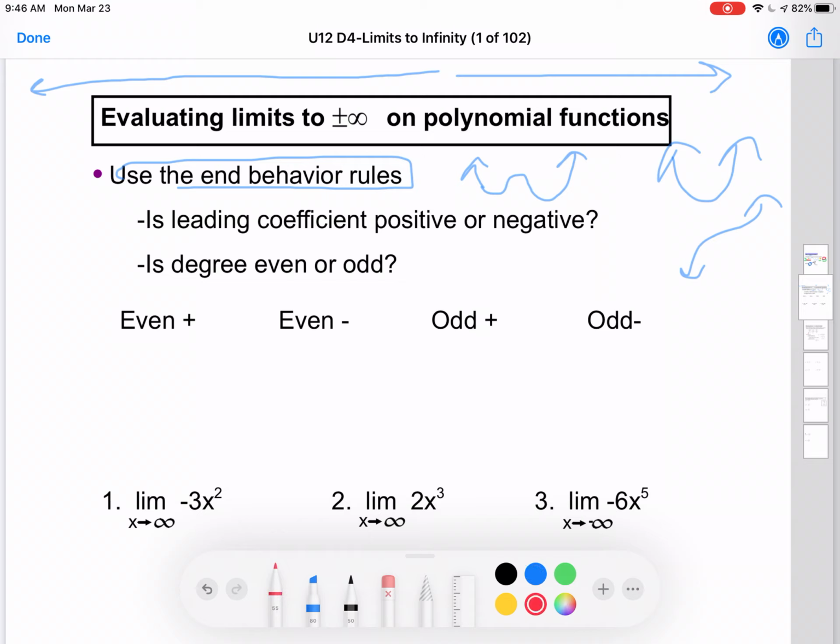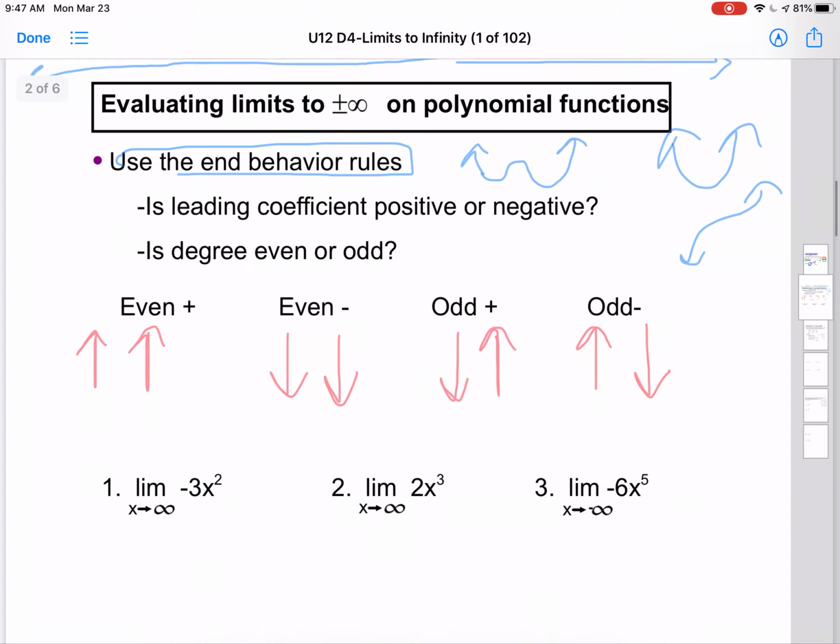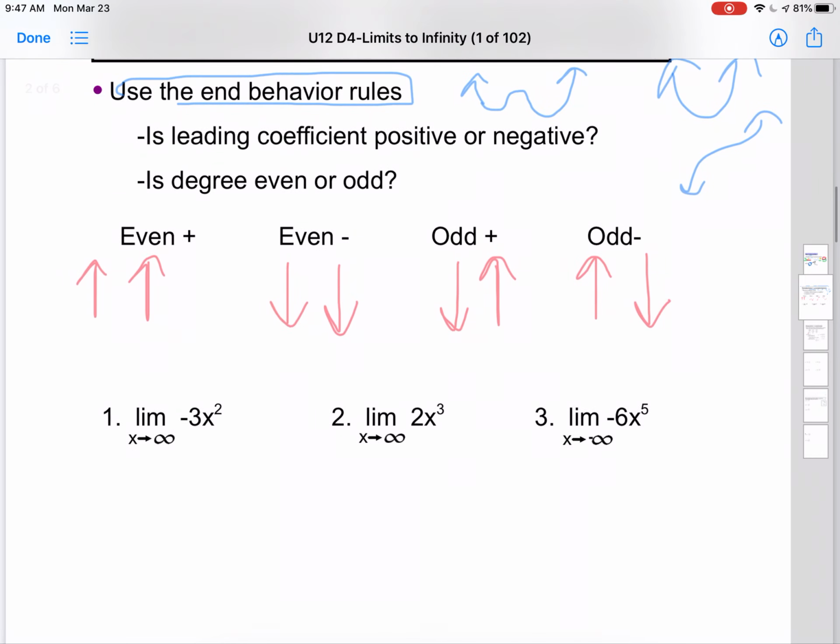So that's why the end behavior rules help us. So let's just review those real fast. Remember, if the highest exponent was even and it was positive, then both ends would be going up. Even negative, remember both were down. Odd positive is righties up. Odd negative was lefties up. So very simply, when I want you to find the limit to infinity of a polynomial function, we're just going to use the end behavior rules. So I feel like you're going to be very good at this.